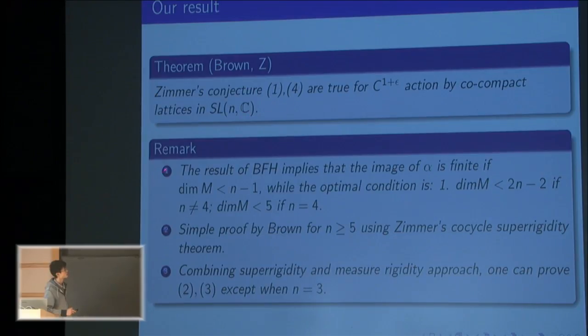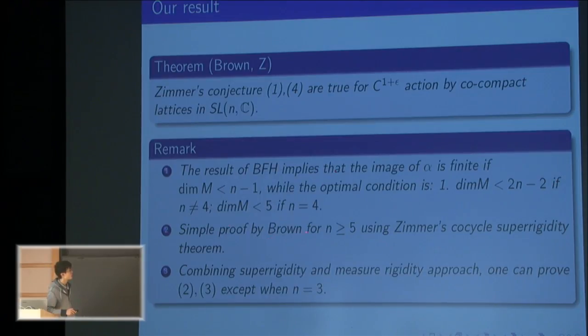We have a few remarks on this theorem. First of all, the result in the earlier paper showed that the image of alpha is finite if the dimension of M is smaller than n-1. But the optimum dimension, as we said, should be 2n-2 when n is not 4, and when n is 4, the optimum dimension is 5. Now this is for conjecture 1. For 4, they're both 2n-2. I forgot to write this.